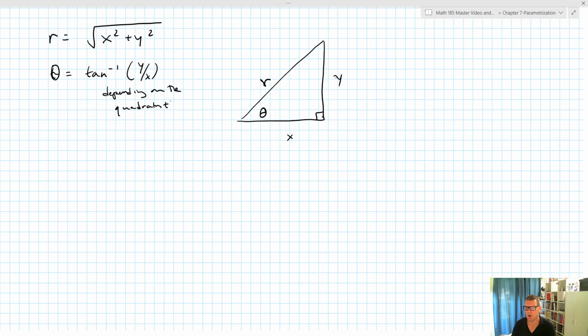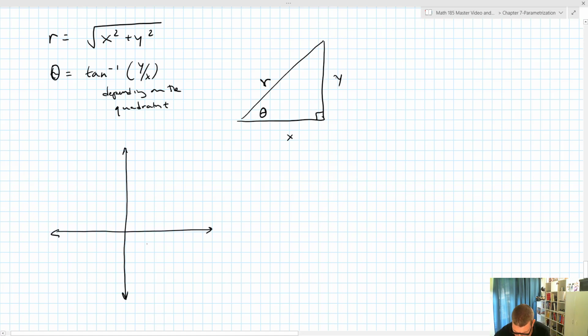Okay? So let me give you an example. Let's say, for example, we look again. We'll draw a picture of this. And let's say I am down here at (4, -2). Now r is going to equal the square root of 4 squared plus -2 squared, and so that's the square root of 20, which equals 4 root 5.